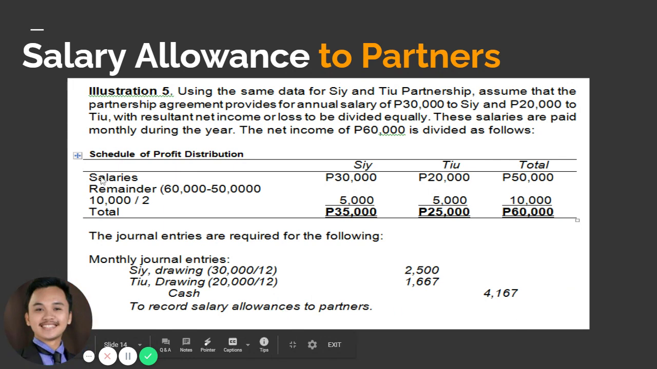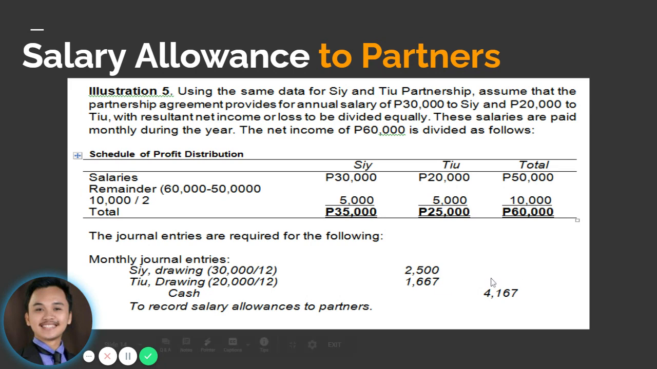So going back to the illustration, so we only have 60,000 nga net income minus salaries nga gihatag nato kay C and Chu of 30,000 and 20,000, so that's already 50,000. So 60 minus 50, there's a remaining in the net income of 10,000 already. So the stipulation is to divide the remaining profit or losses to 2. So therefore, 10,000 divide 2, each partner will receive 5,000 and 5,000 respectively. So from 60,000, C will be receiving 35,000 and Chu will be receiving 25,000.